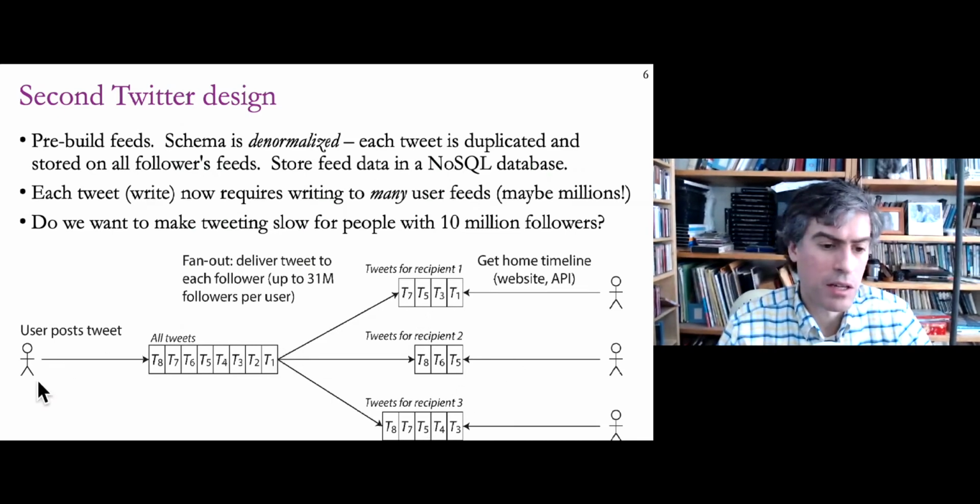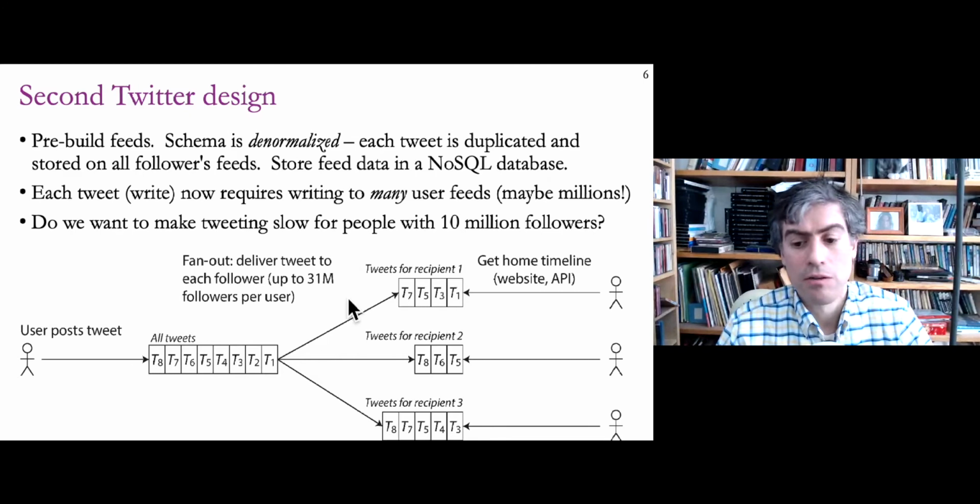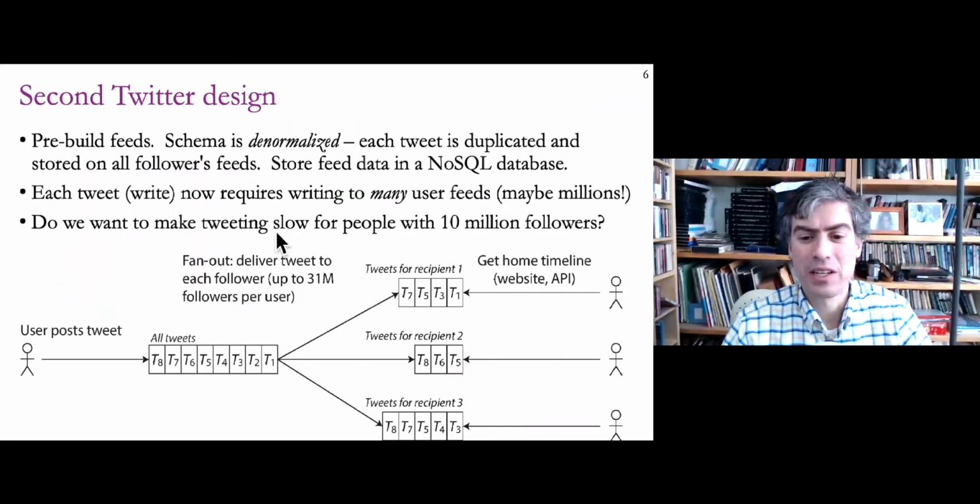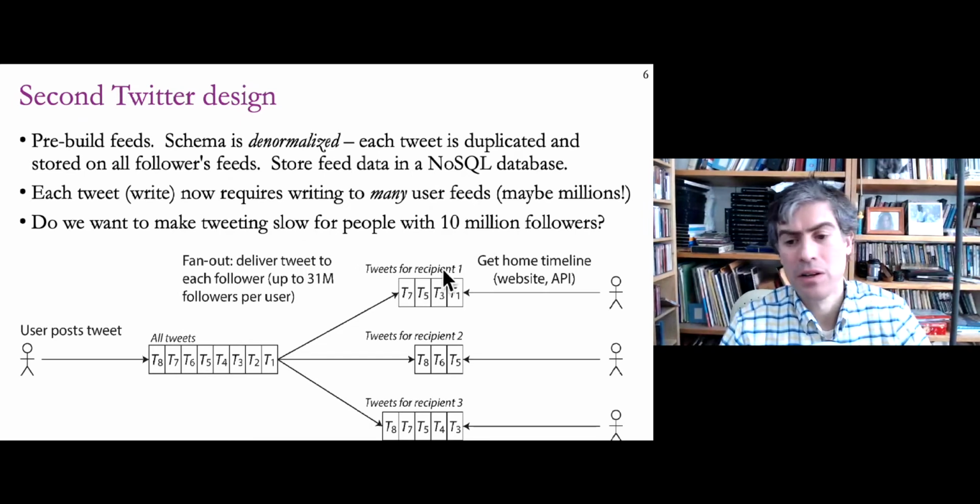But the downside, like I said, is that the posting of tweets is slower because of the duplication of the data that has to happen. And also there's an inefficiency in the storage because there's duplication of the tweets. So one of the things to think about here is, do we really want to make tweeting slow for people who have lots of followers, like 10 million followers? Probably those are the most important users in your system, so you don't want to do that.